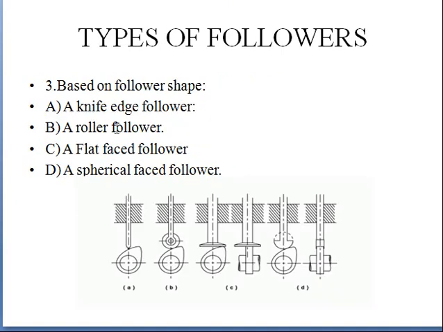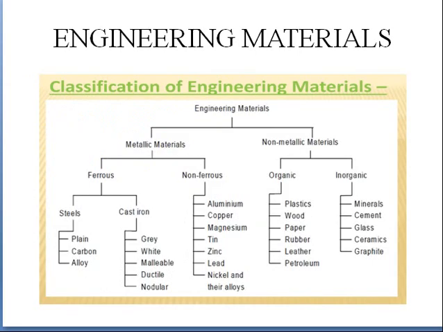Next one is based on the follower shape. If we have a sharp edge like this, then we call it a knife edge follower. And if you have a roller like this, then we call it a roller follower. And if you have flat faces like this, then we call it a flat faced follower. And if you have some spherical shape like this, then we call it a spherical faced follower. So this is based on the shape of the follower.